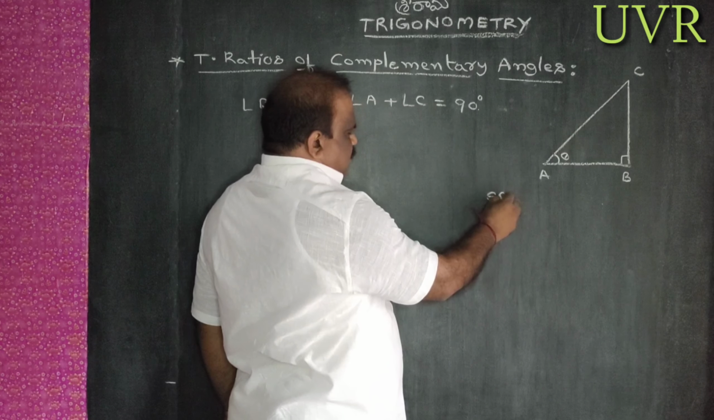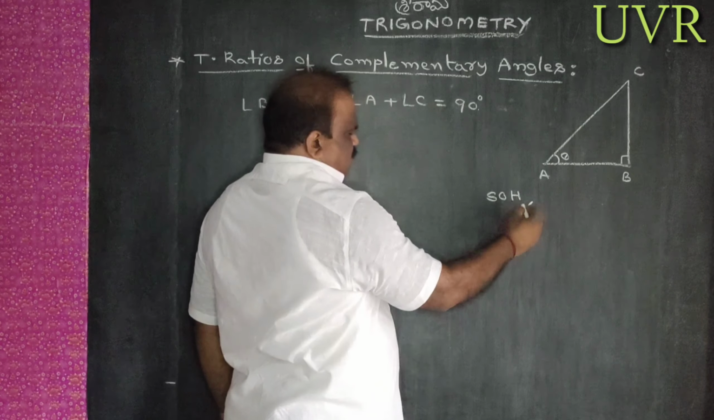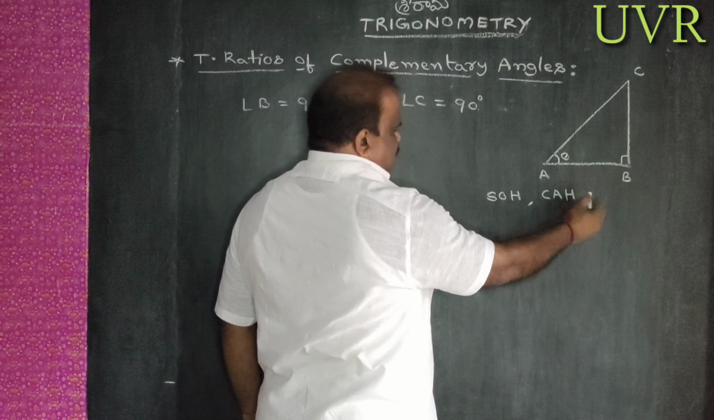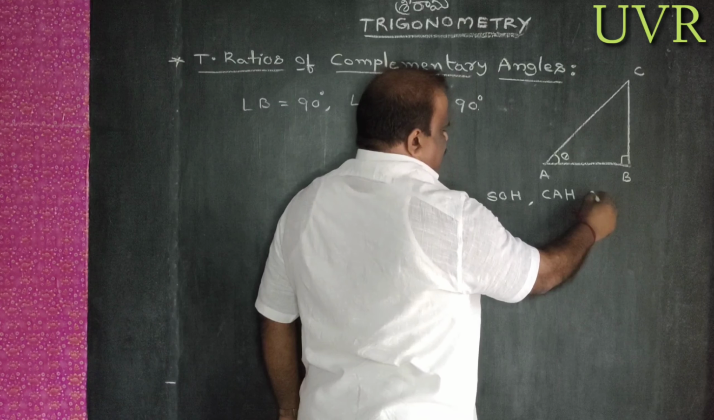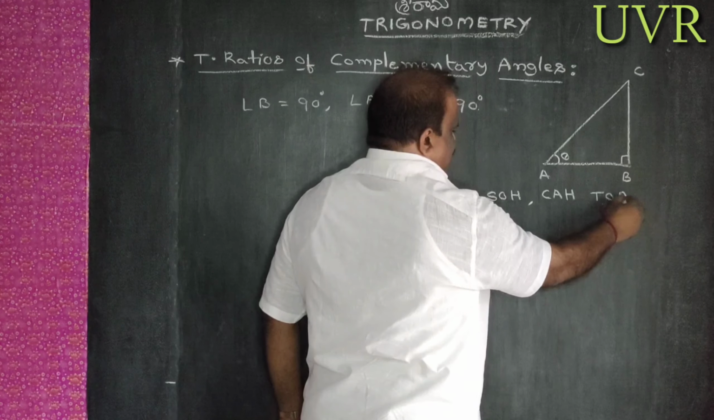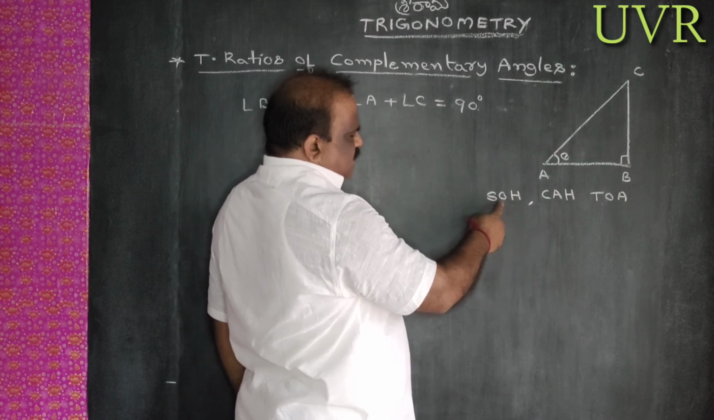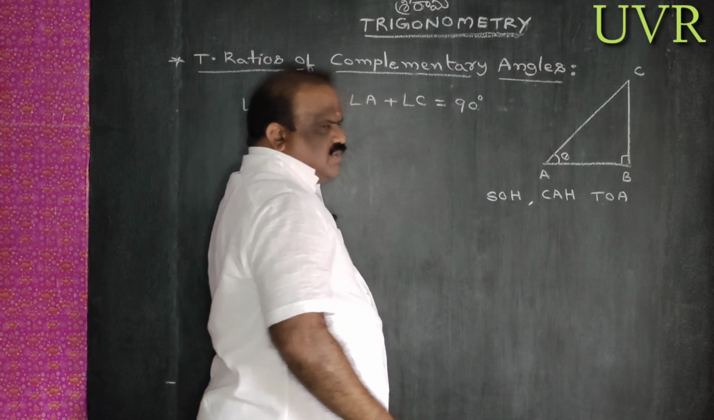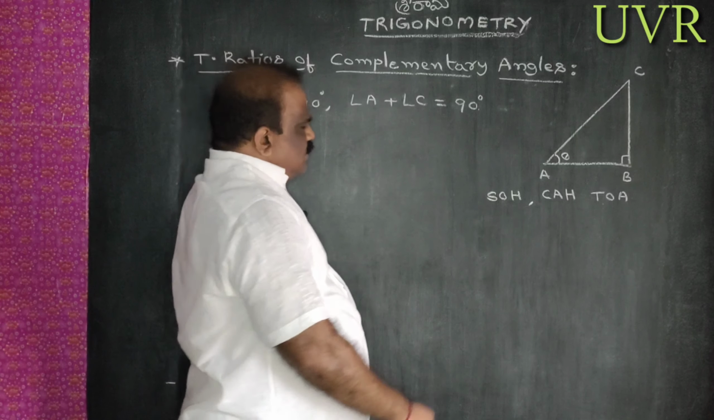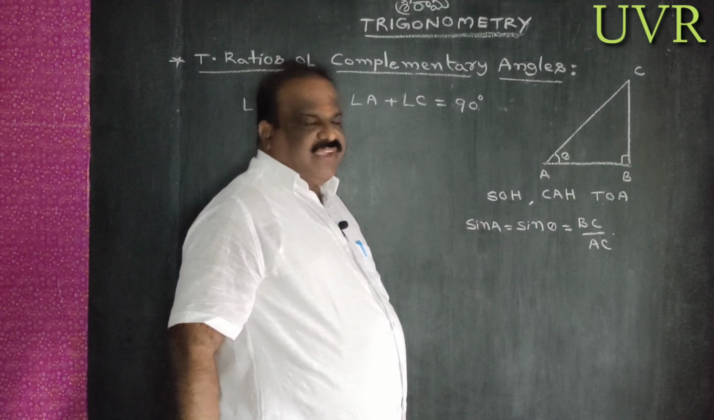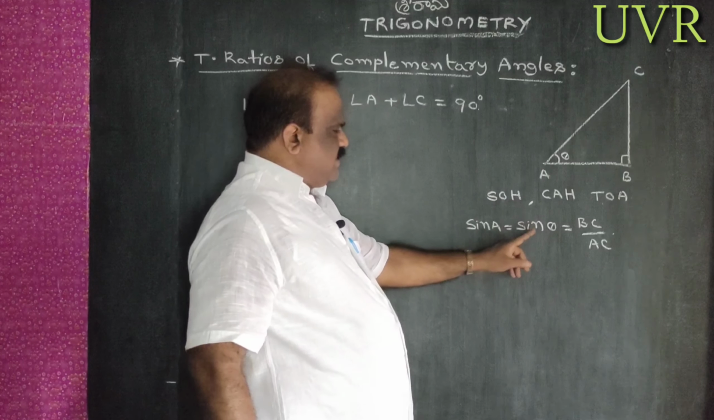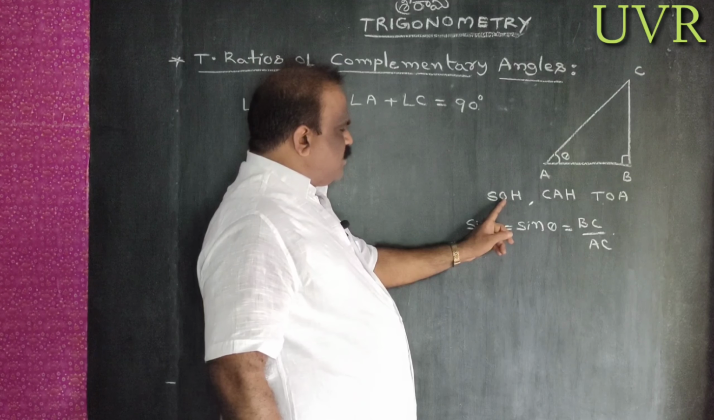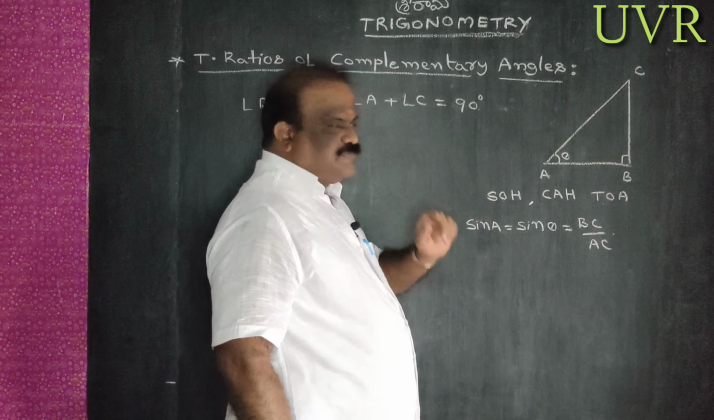Sin means SOH, cos means CAH, and tan means TOA. So this is the definition of sin, this is the cos, this is the tan. Already we learned. So here we define sin A or sin theta. Here sin definition is the ratio of opposite side and hypotenuse.